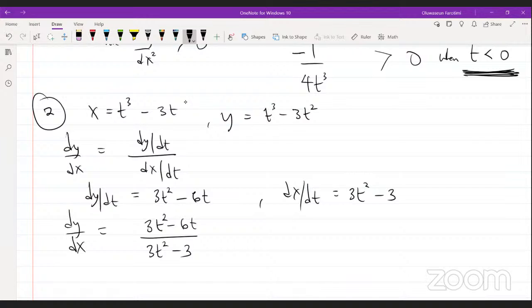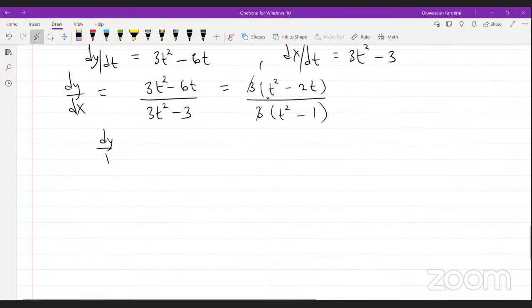Okay, so would that be possible? Let's see. On the top, can I do some kind of simplification? Is it possible to achieve that? We'll see. You have a 3. It's common on the top, right? I'm just going to have a t squared minus 2t. What about the bottom? 3 is common on the bottom, so that's t squared minus 1. 3 takes off 3.